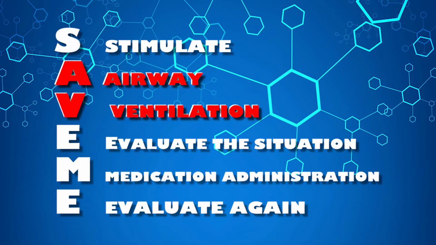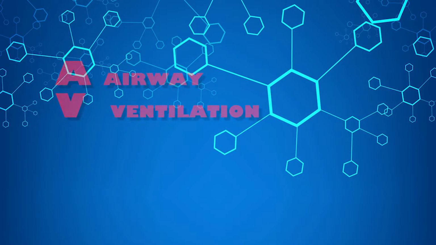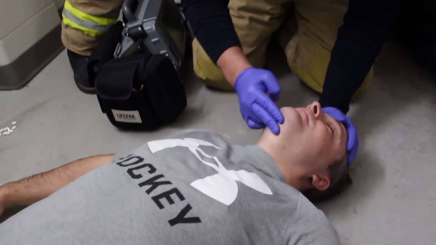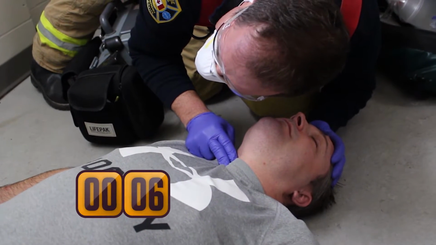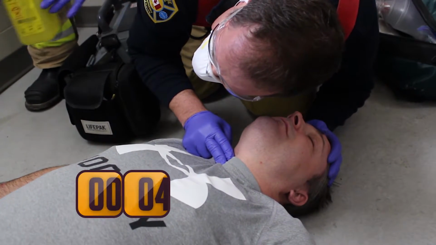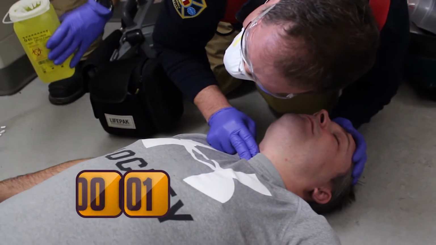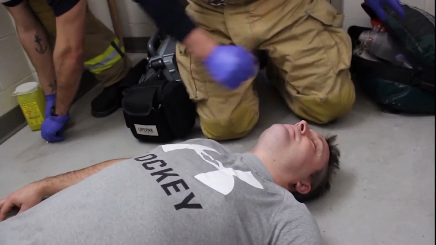A and V stand for airway and ventilation. If unresponsive, assess the airway, breathing, and circulation. Do an ABC check, 5 to 10 seconds. If there's no pulse, initiate cardiac arrest protocol.